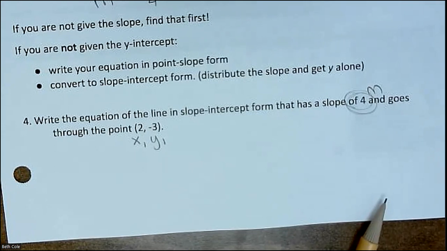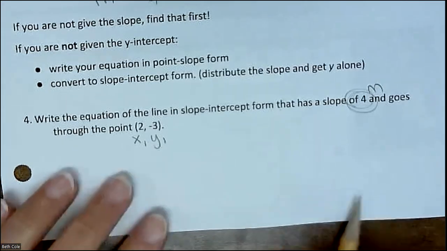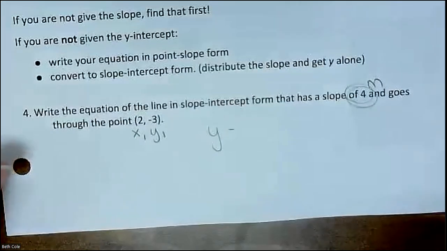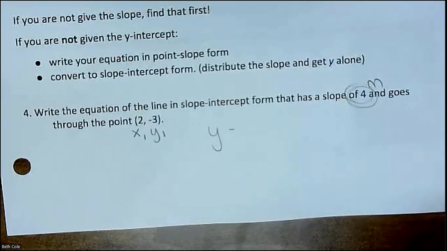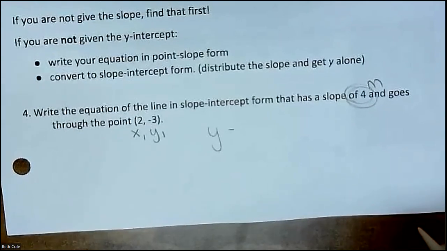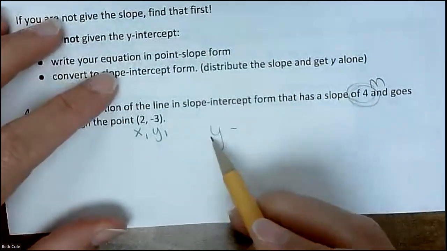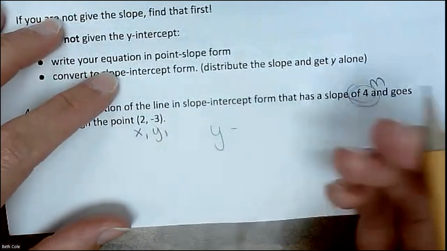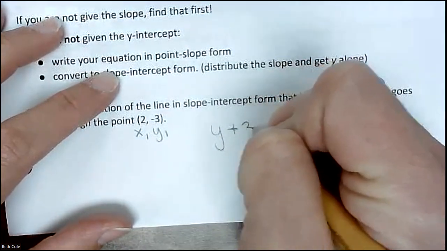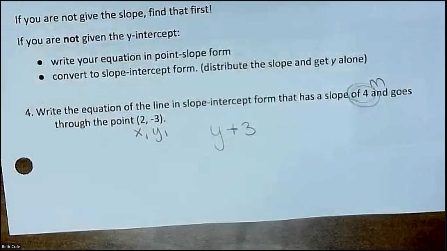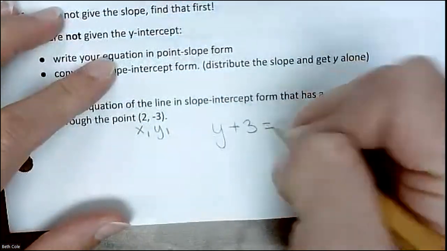So it's going to start out y minus. That's how it's always going to start. Y minus. What is y1? Find it. I labeled it. Good. Okay. So if you do y minus -3, it will be y plus 3. Very good. Minus and negative cancels out.